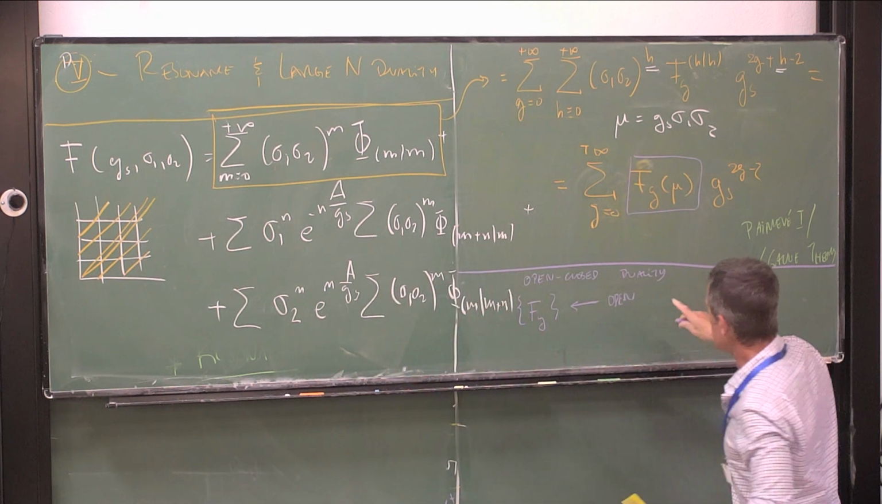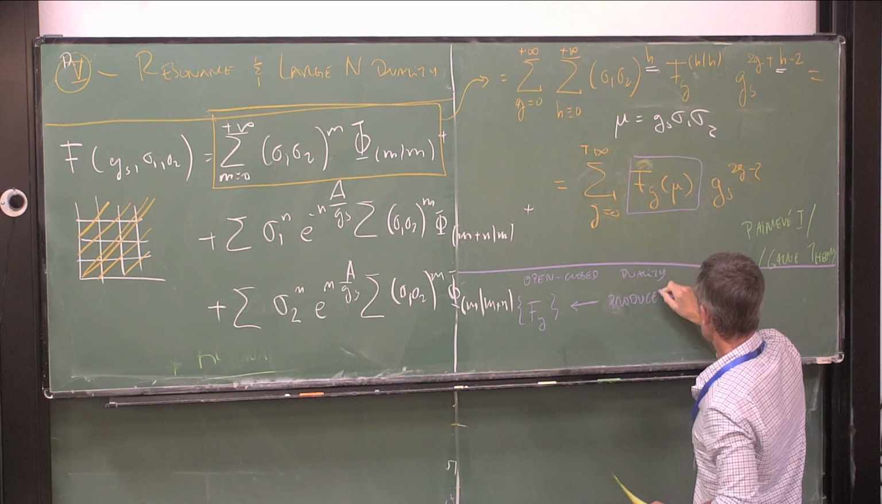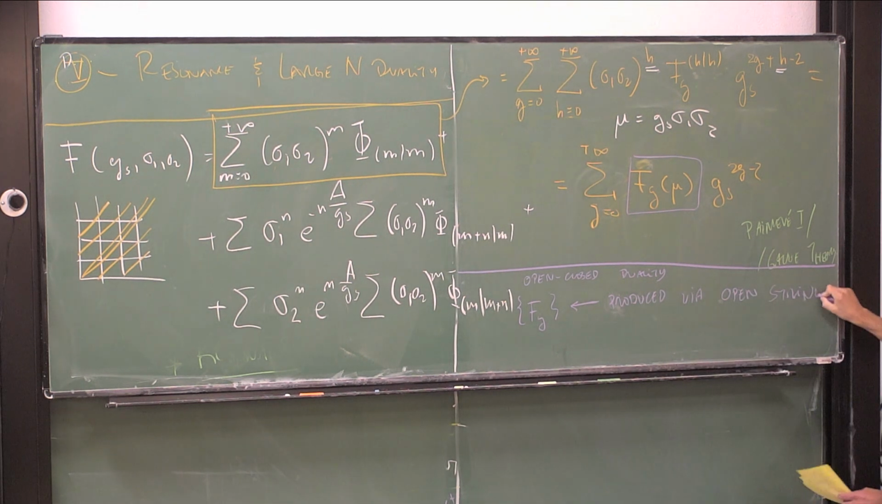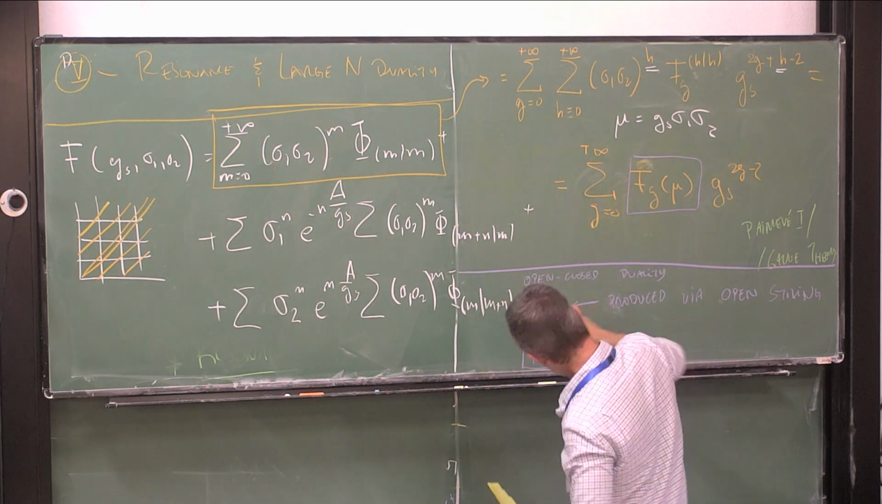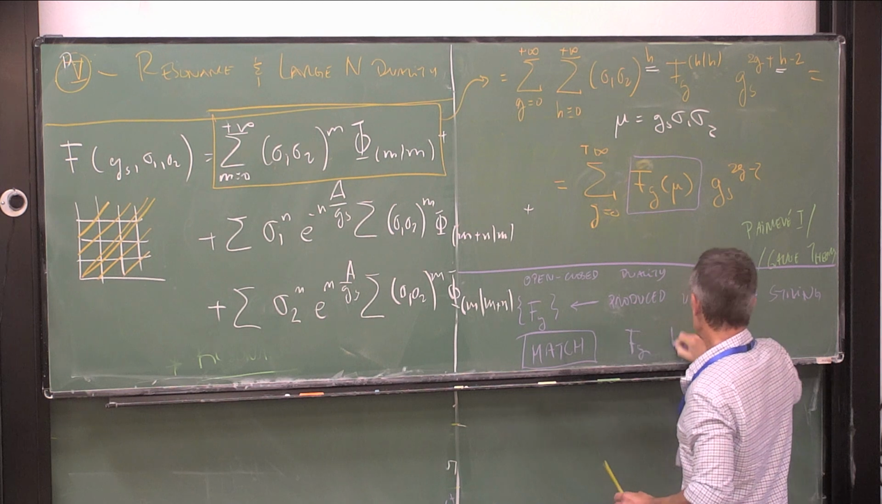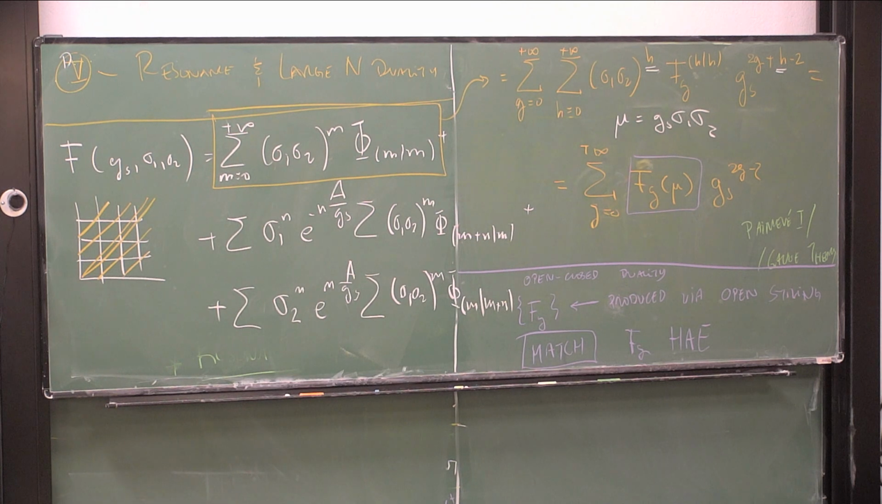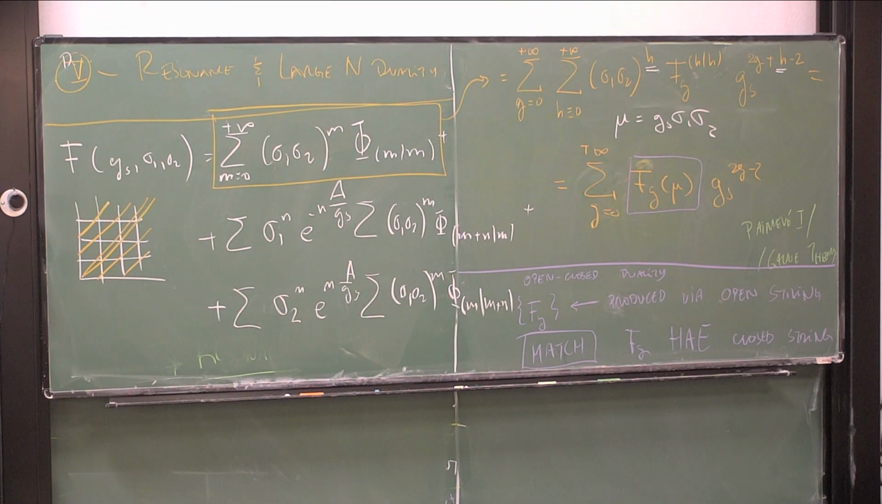So these guys have been produced via open string, but they match the calculation of FGs coming from the holomorphic anomaly equations. There's lots of general results that have been recently obtained by Marcus, which come from the closed string side. And those results can now be matched coming from the open string side.